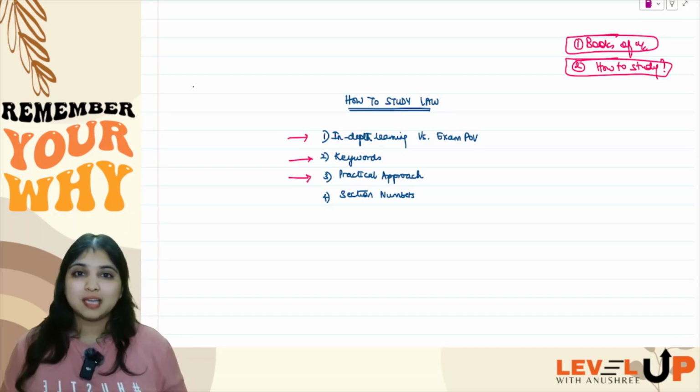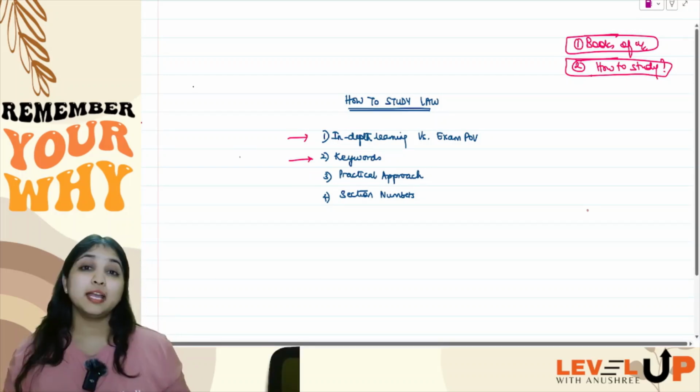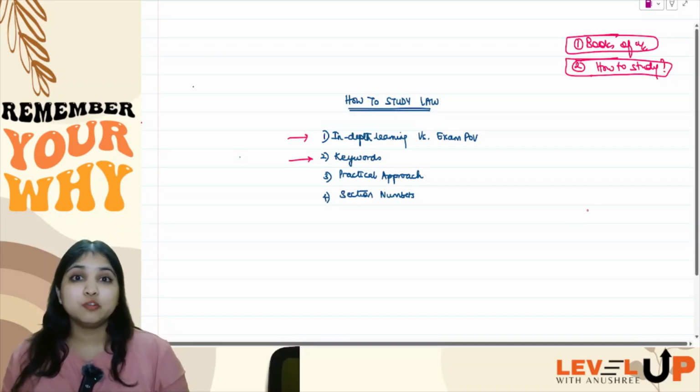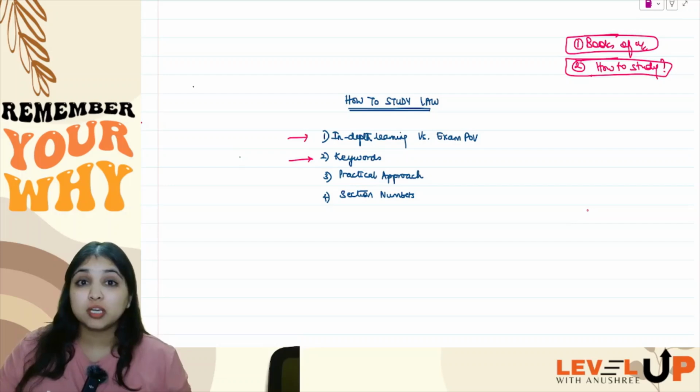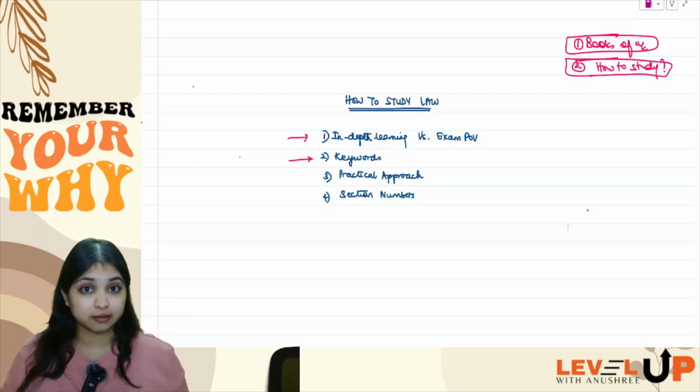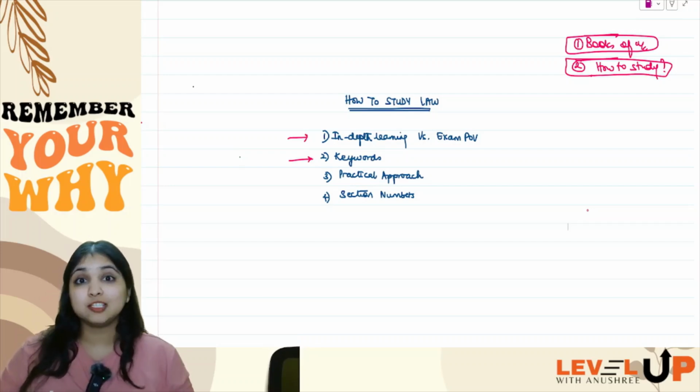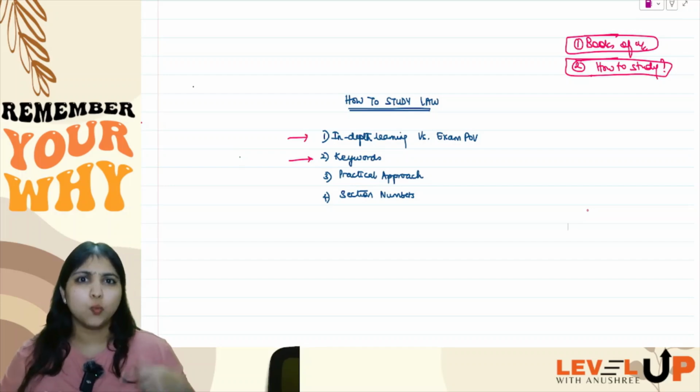So I'll give you one example to help you understand this better. For example, when we are removing an auditor, we have to pass a special resolution, but this special resolution can't be passed by way of postal ballot. This special resolution has to be passed only at the general meeting. But why? What's the reason?